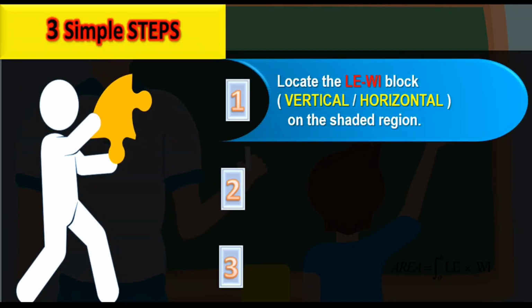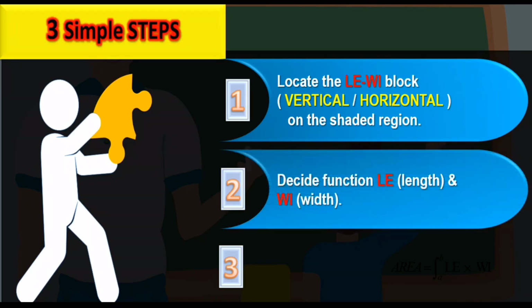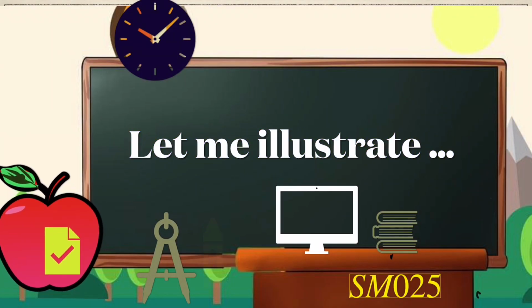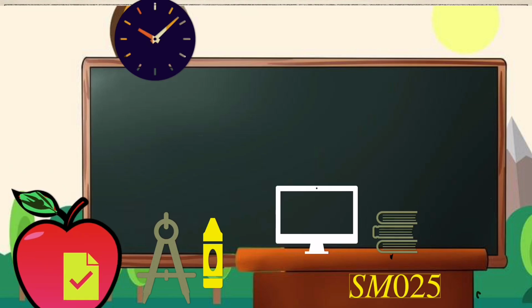Step 1. We locate the Levy block vertically or horizontally on the shaded region. Step 2. We decide the function, length and width. Step 3. We write the formula for area in the integral form of length times width. To make it clearer, let me illustrate through this diagram.